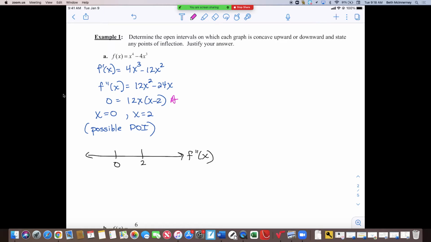So if I plug in 3, I'd have 12 times 3, 3 minus 2. That's positive. Let's say I plug in 1. That's positive times a negative. And then let's do a negative. That's a negative times a negative, which is positive.